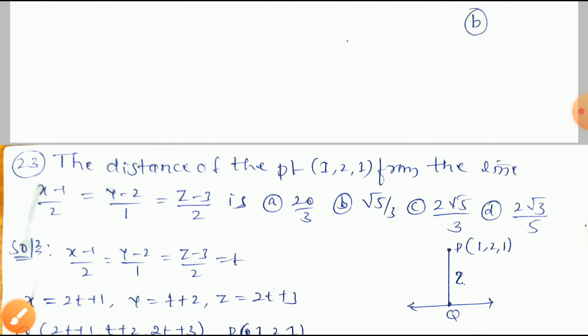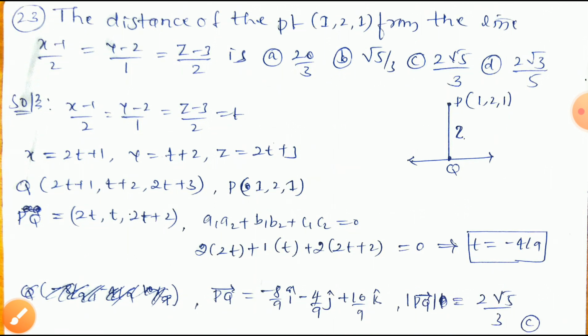Okay, next, question number 23. The distance of the point (1, 1, 1) from the line (x minus 1) by 2 is equal to (y minus 2) by 1 is equal to (z minus 3) by 2 is. The options are 2 root 3 by 5, root 5 by 3, 2 times root 5 by 3, 2 root 3 by 5.